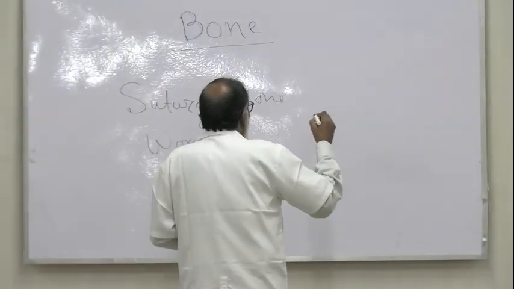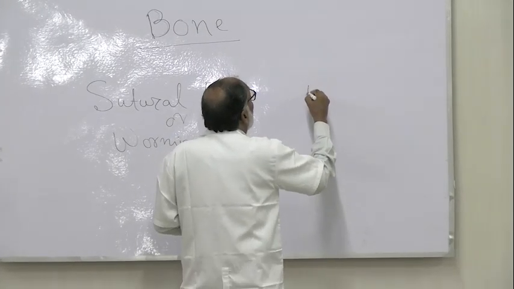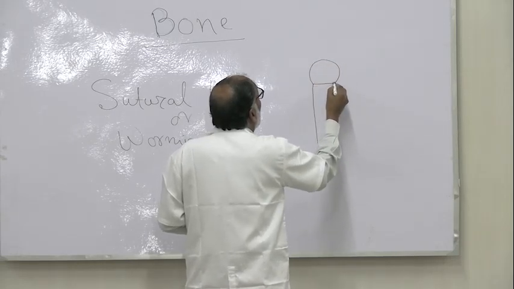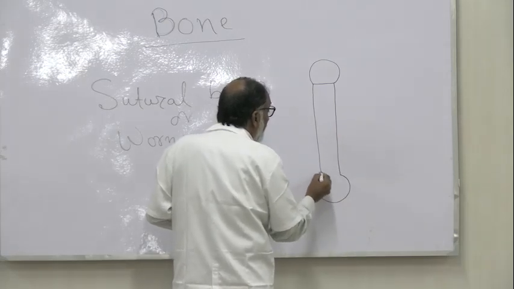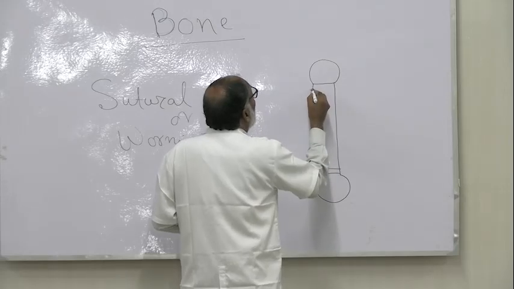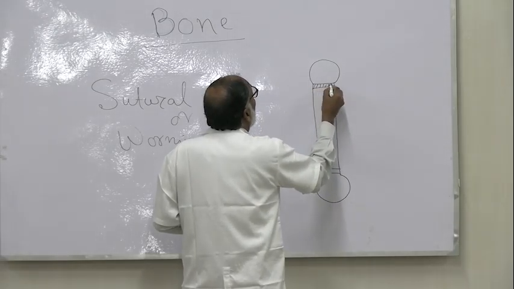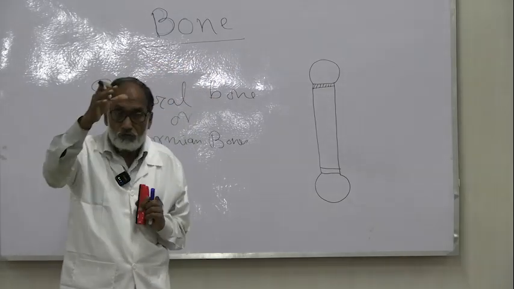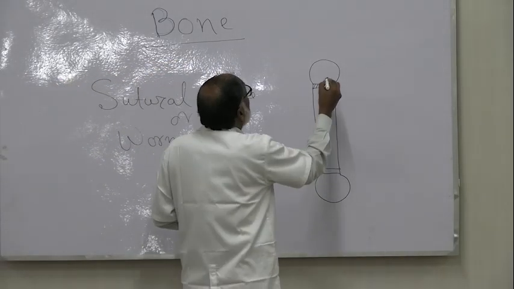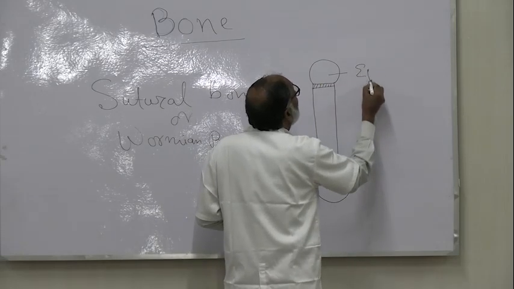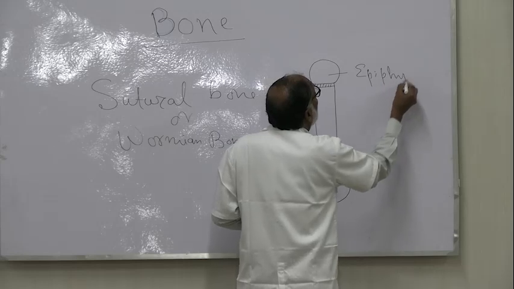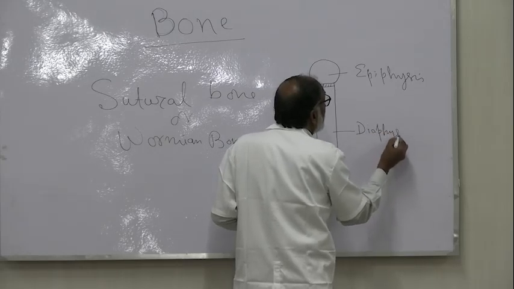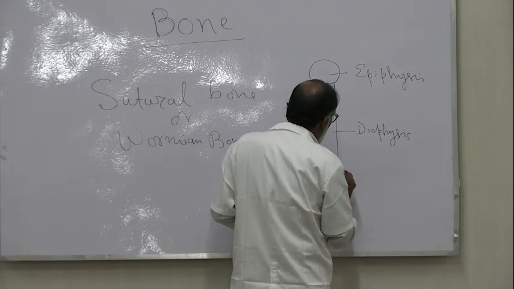Here you see the diagram of a young, developing bone. It is the epiphysis. It is the diaphysis. It is the epiphyseal cartilage.